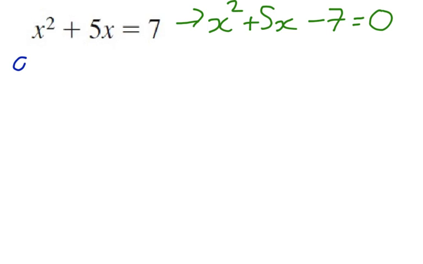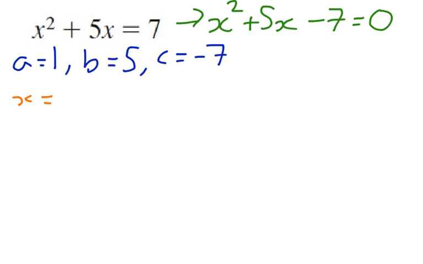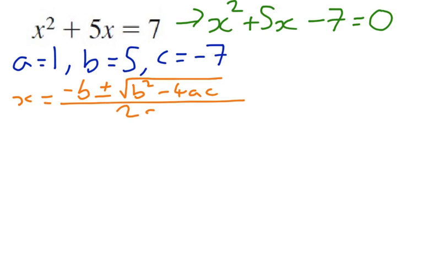Now this time a, what's multiplying the x squared? Well, it's 1. Remember, if we don't have any number, it's 1. b is the number multiplying the x, which is 5. And c is the number by itself, which is minus 7. Again, we now write down the quadratic formula, which tells us x is minus b plus or minus the square root of b squared minus 4ac all over 2a.